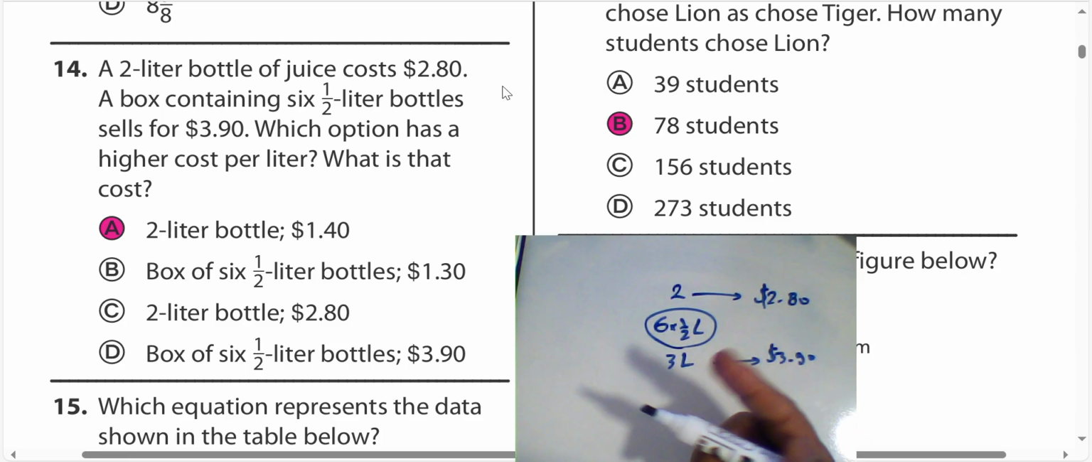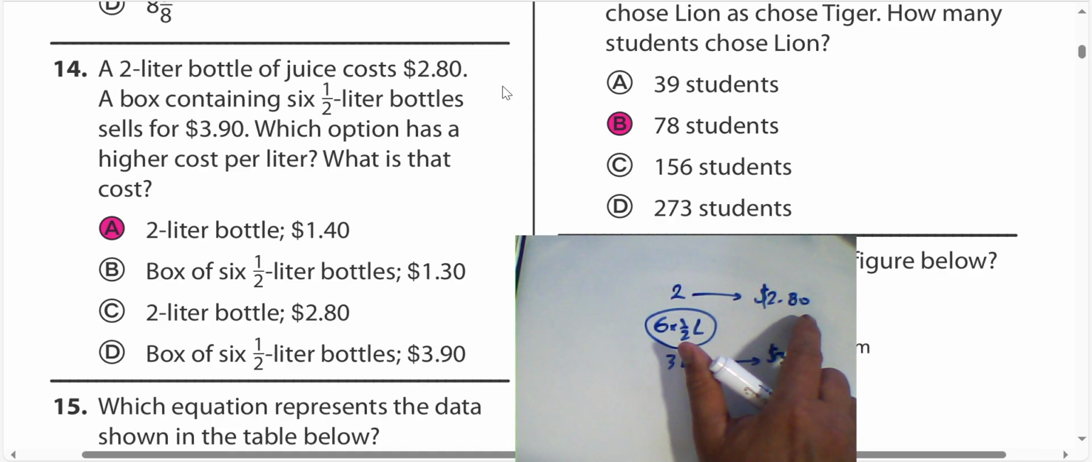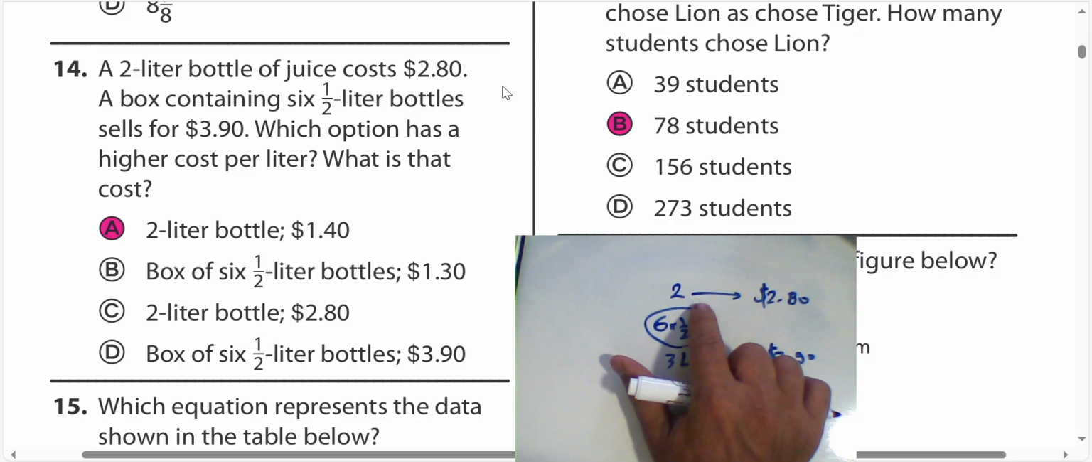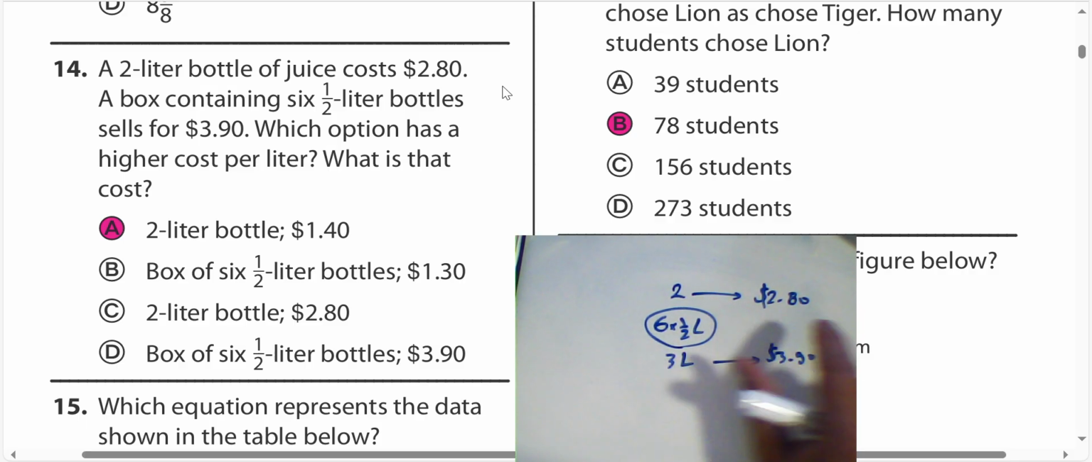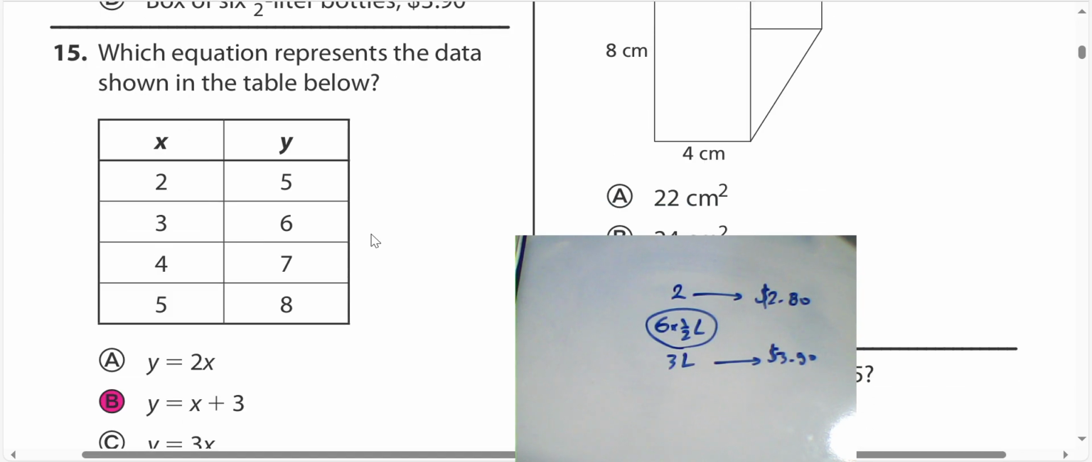We can find the price of 1 liter here. If we divide 2 and 80 hundredths by 2, it will be 1.4. So the 2-liter bottle is 1 and 40 hundredths dollars per liter. Choose letter E.